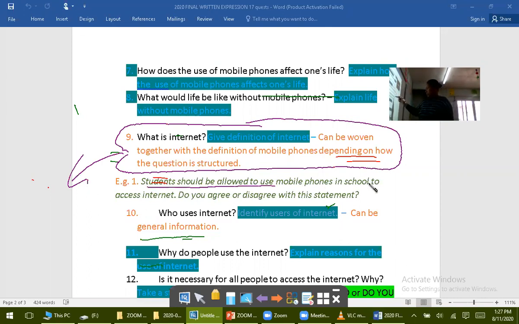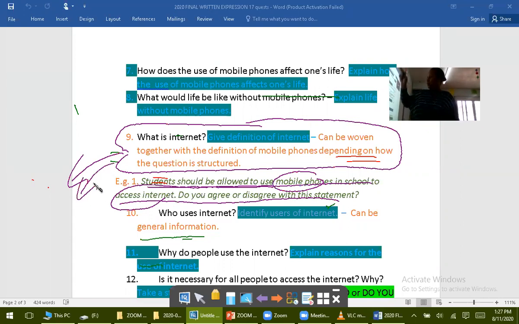I have created an example of a question. Students should be allowed to use mobile phones in school to access internet. Do you agree or disagree with this statement? All right. So if this question is put this way with these two words together, then you can say that both the definition of internet and the use of mobile phones can be woven into the introduction. All right. And then number 10, who uses internet?